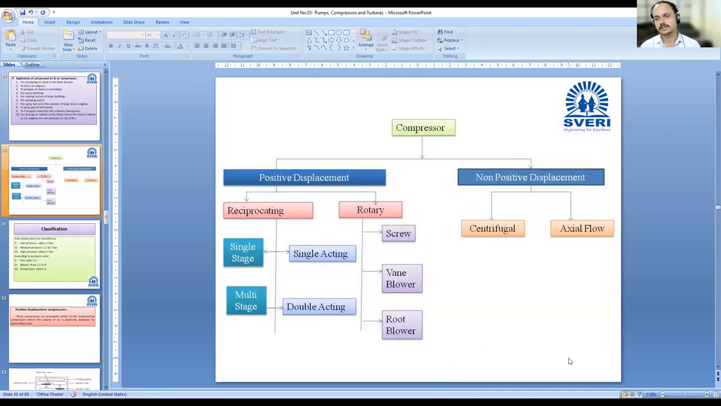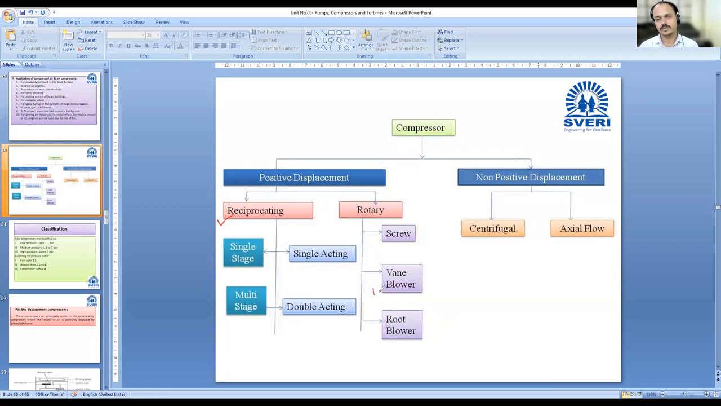Again, there is a classification of compressors. If you observe, you will get near about a similar classification like pumps. So there are positive displacement compressors and non-positive displacement compressors also. Here in our syllabus, they provide two compressors. First one is reciprocating compressor, and another one is the vane blower.